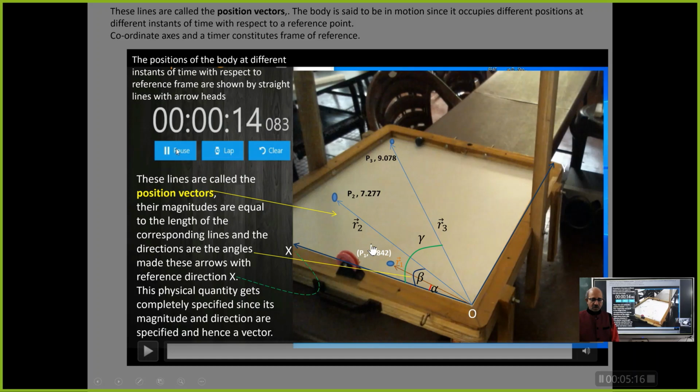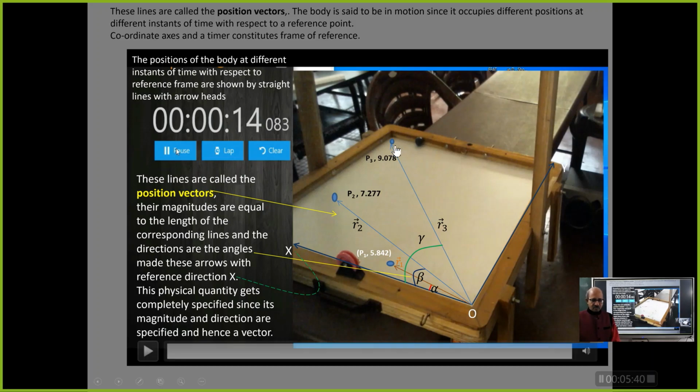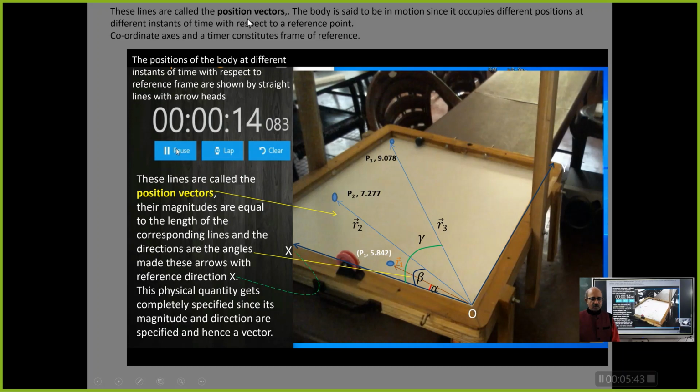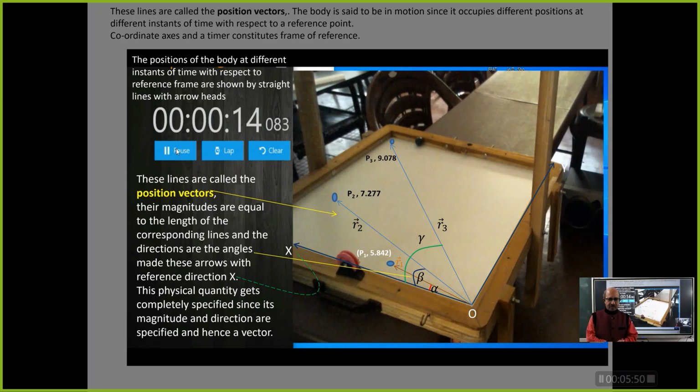I am locating the position occupied by this object at different instants of time. So this is location number 1, which I call P1. P1 at 5.842 corresponds to the time. So it is at this position at this time. It is at this position at this time. It is at this position at this time. And I am precisely locating the positions by drawing these lines with arrowheads, which are called position vectors. Now just follow me, you will understand it better.